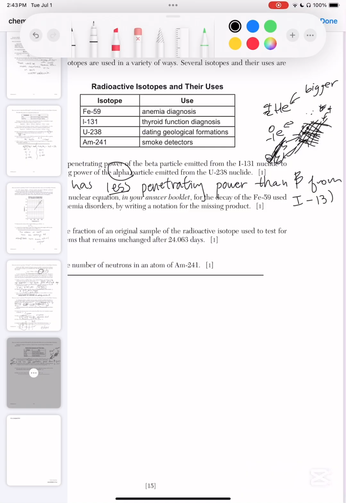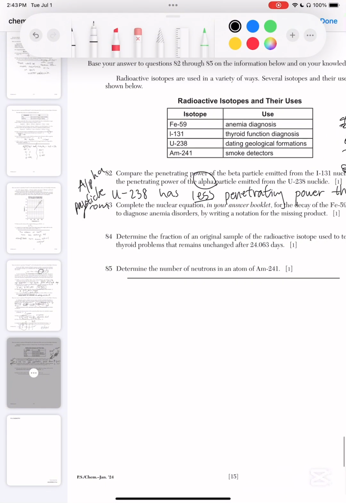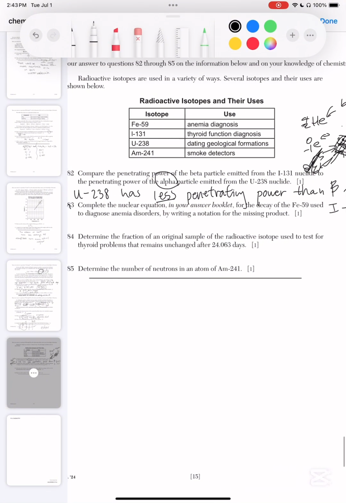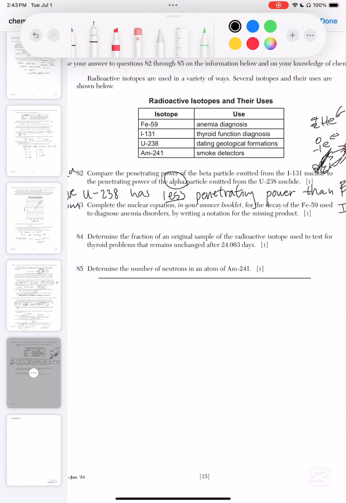So anyways, all in all, you just have to know that the beta particles emitted by the iodine has greater penetrating power, or you can say that the alpha particles emitted by the uranium has less penetrating power.